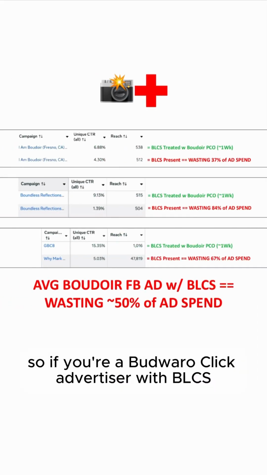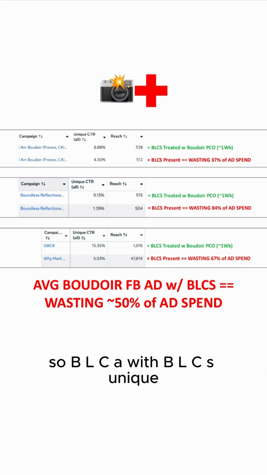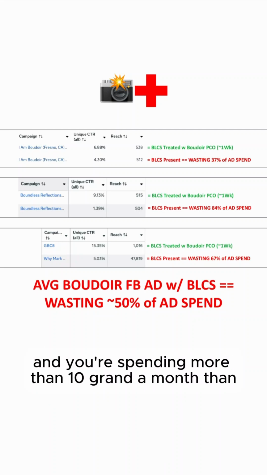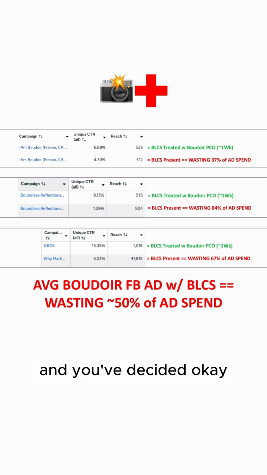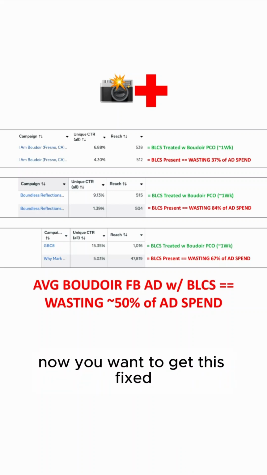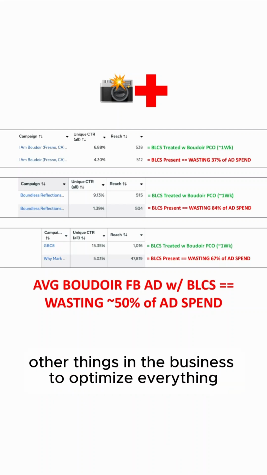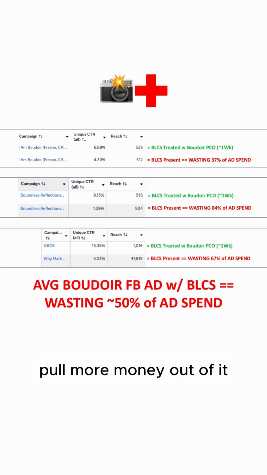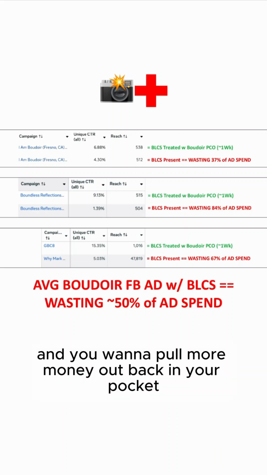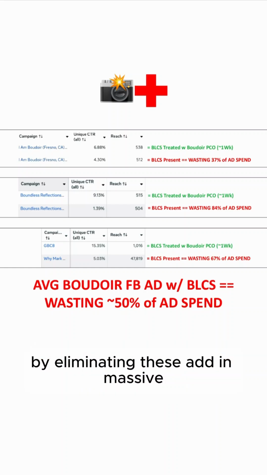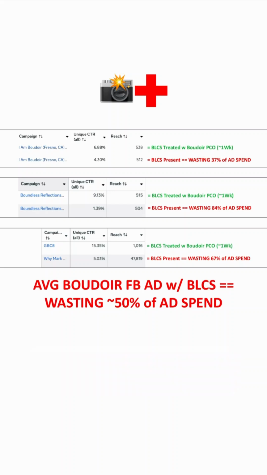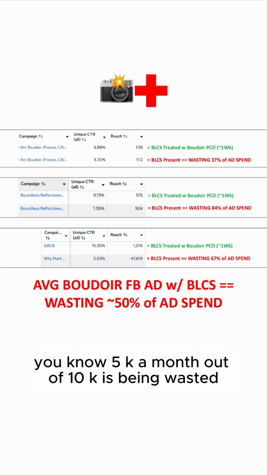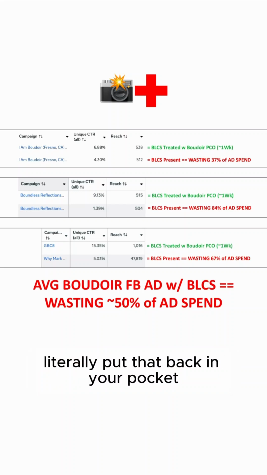So if you're a Boudoir low click advertiser with BLCS, with Boudoir low click syndrome, so BLCA with BLCS, your unique CTRL is under 6%, and you're spending more than 10 grand a month on Boudoir Facebook ads, and you've decided, okay, now you want to get this fixed. You've done other things in the business to optimize everything, pull more money out of it, and you want to pull more money back in your pocket by eliminating these massive ad inefficiencies. Literally on average, it's like 5K a month out of 10K is being wasted. Literally, put that back in your pocket.